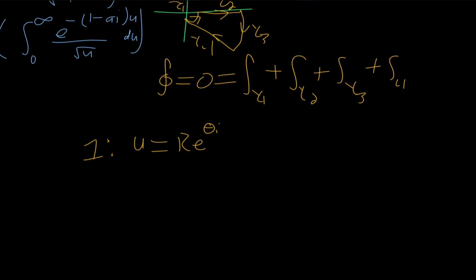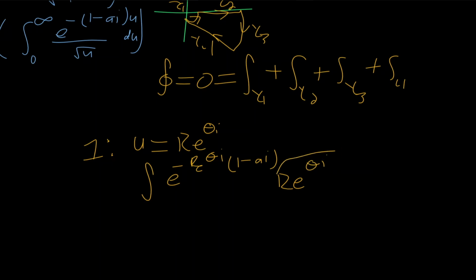And substituting this in, we see, well, we're integrating, the bounds here don't necessarily matter, but what does is the fact that we have this e to the minus r e to the i theta, and then we have times 1 minus ai. Then we have r times e to the i theta, and then divided by the square root of r times e to the i theta.